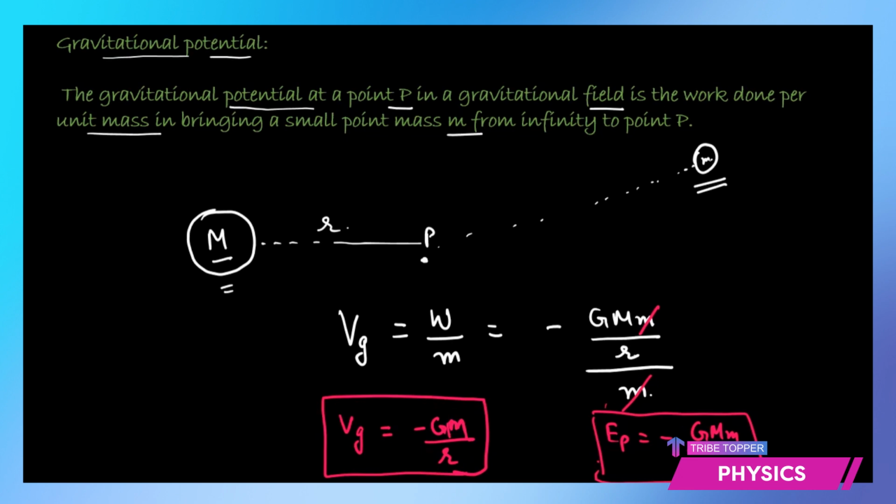Since it's the work done per unit mass, what will be the SI unit of gravitational potential? The SI unit would be joules per kilogram. That's the SI unit for gravitational potential.